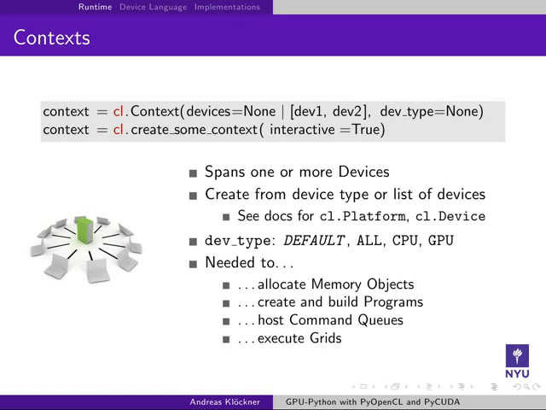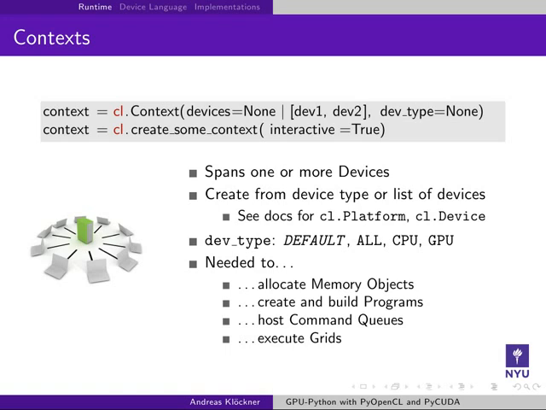As we saw in the diagram, you need a context to do pretty much anything in CL. You need to allocate memory, to create programs, to do all this stuff. Command queues and to execute those. And they're attached to everything.